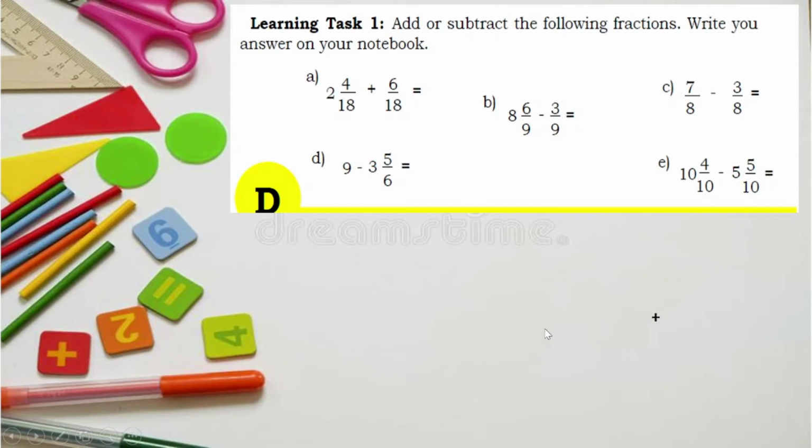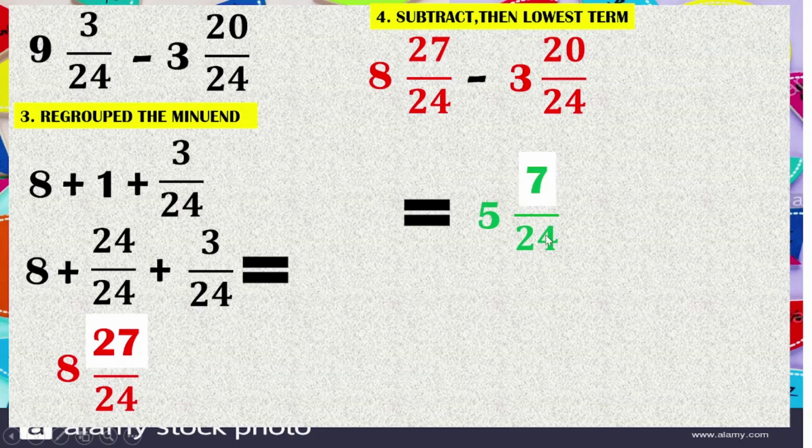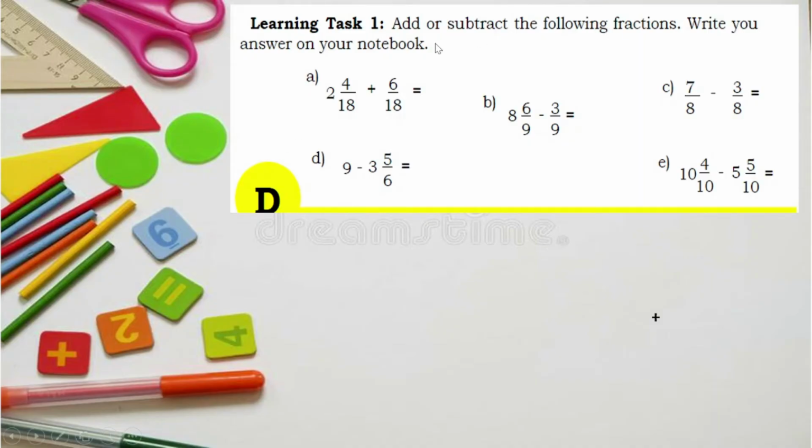So, hindi na natin siya pwede pang i-lowest term kasi wala ng multiple sa 7 at 24. Okay? So, ganyan lang po ang pag-regroup. Ulit-ulitin na lang po para makuha natin. Proceed tayo dito sa learning task 1. Add or subtract the following fractions. Write your answer in your notebook.